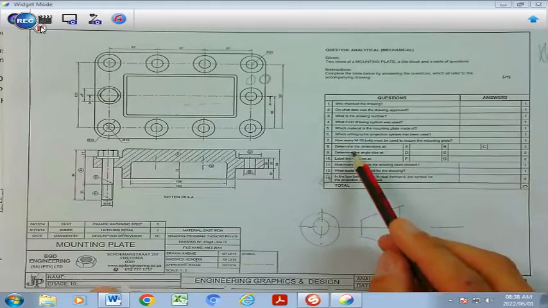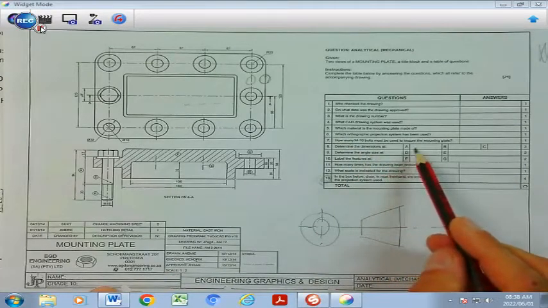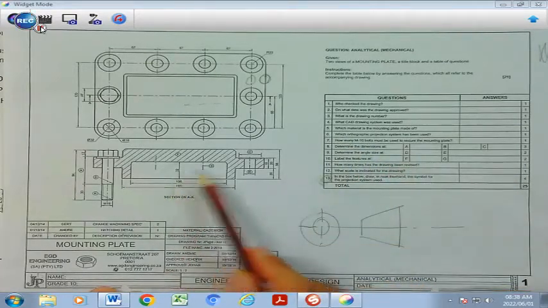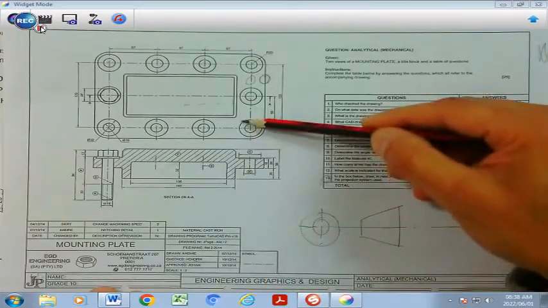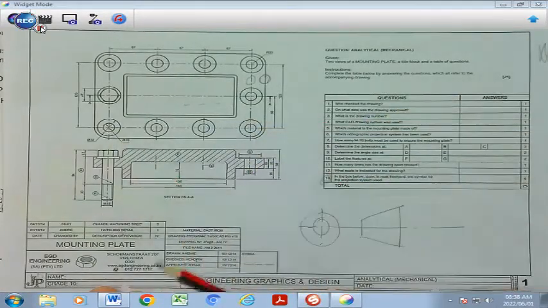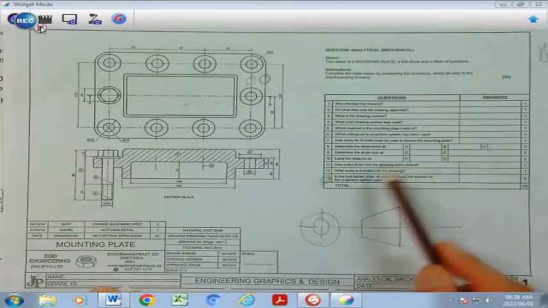Then you have middle order questions where you have to determine various dimensions. So if a dimension is requested here, you're probably not going to find it here, but you will have to scan up and see what that dimension is.